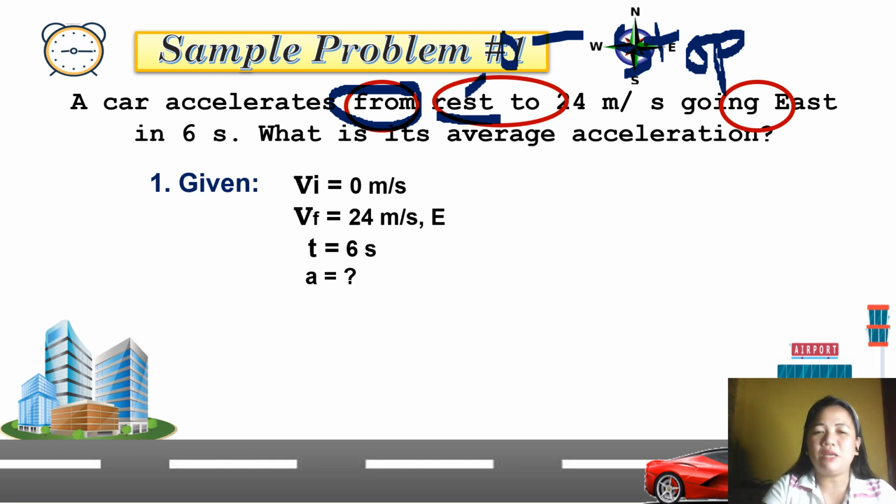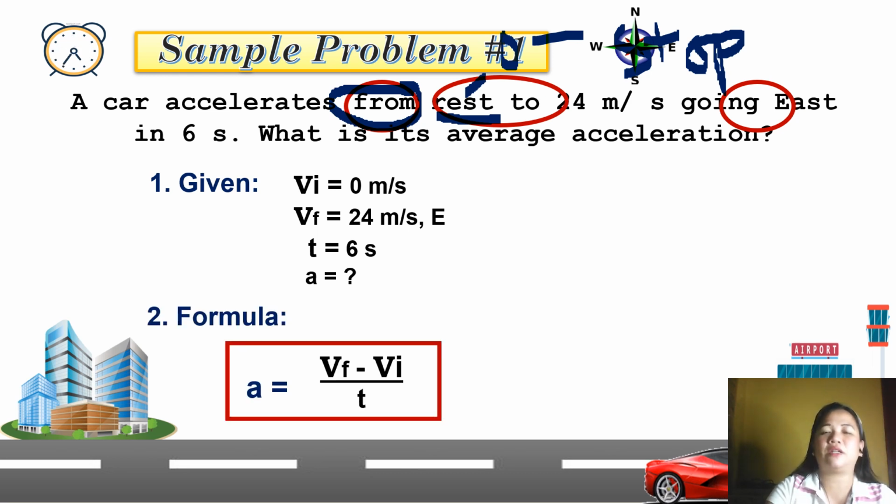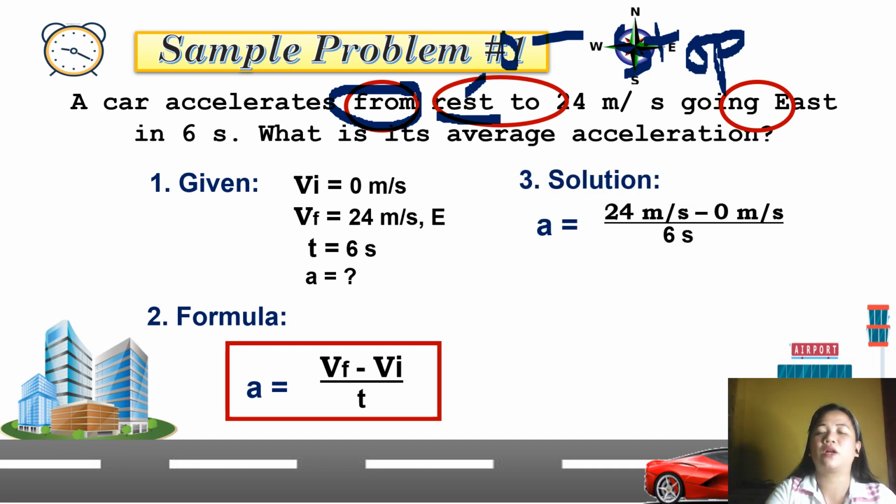So that will be our final velocity. Since it goes from rest to 24 meter per second, that will be our final velocity. And for the time, our time is measured in seconds, so that will be 6 seconds. So we have to look for acceleration. In acceleration, we have to follow the formula. Acceleration is equal to Vf minus Vi over time.